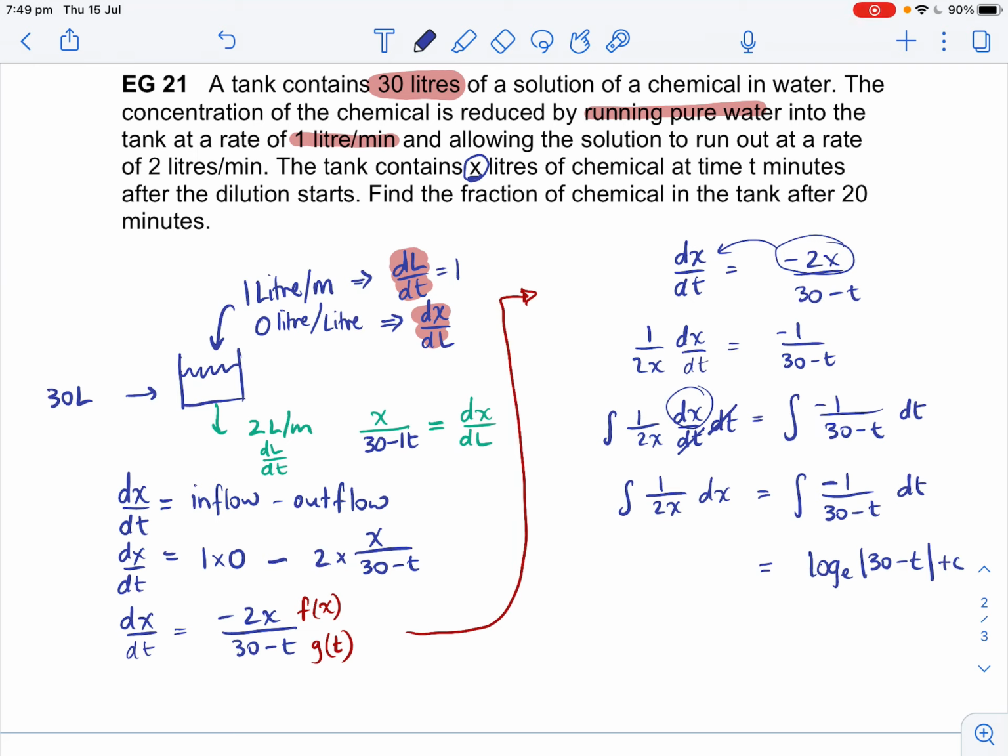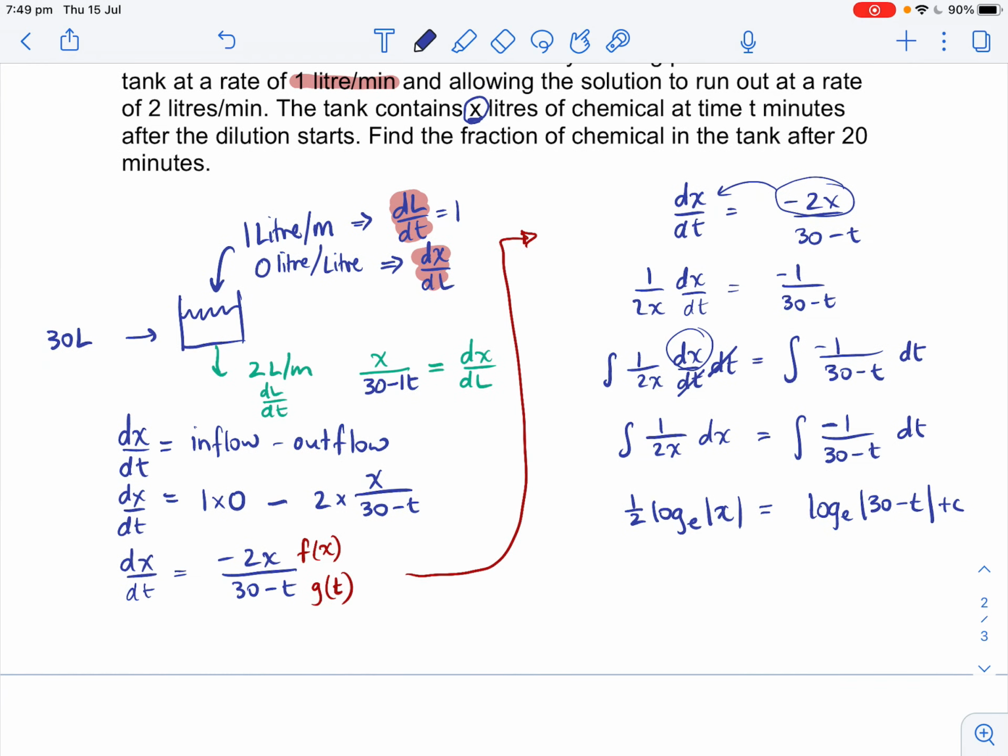and my left-hand side is going to become one half log e of x. Okay, I don't like the modulus signs. I'm going to get rid of them if I can. x will always be greater than 0 because there's some chemical in the tank initially. Pouring fresh water in is going to slowly drain that out, but it's never going to be equal to 0. There's always going to be a small, tiny part in it. So if x is greater than 0, I don't need the modulus sign on this side.